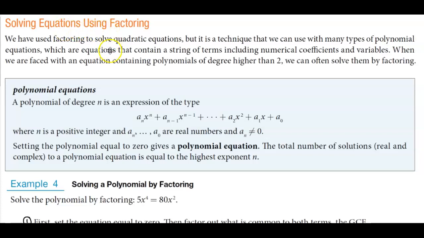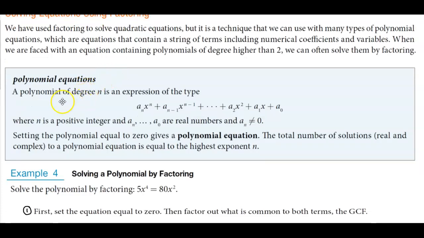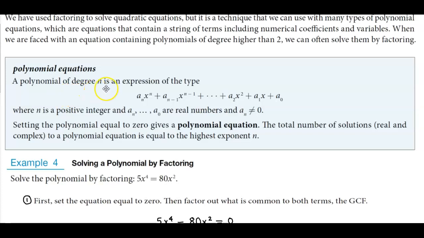Solving equations using factoring. We have used factoring to solve quadratic equations, but it is a technique that we can use with many types of polynomial equations, which are equations that contain a string of terms including numerical coefficients and variables. When we are faced with an equation containing polynomials of degree higher than 2, we can often solve them by factoring.